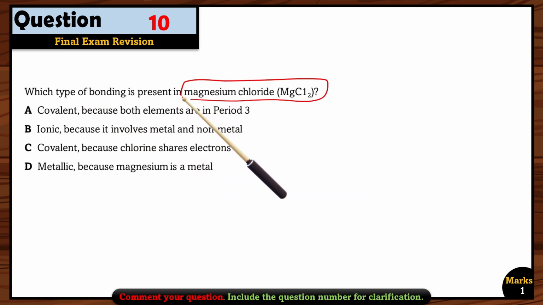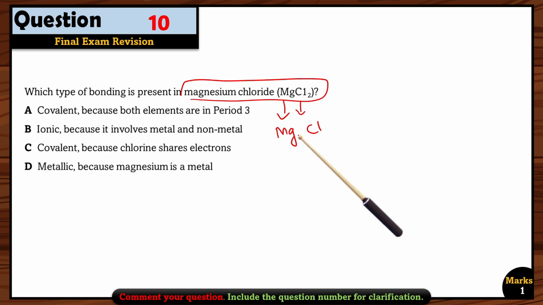Most of the students get confused about the bonding that is present in different compounds. Either it's a covalent bond, an ionic bond, or a metallic bond. To solve this trick, you have to first look at the elements that are present in that compound. If you see, we have only two types of elements present: one is magnesium and the other one is chlorine. And the periodic table will be given to you in the exam at the end of the paper.